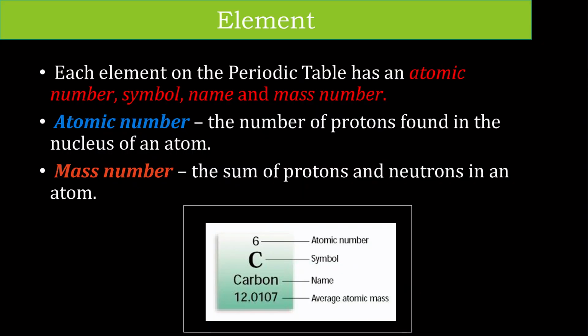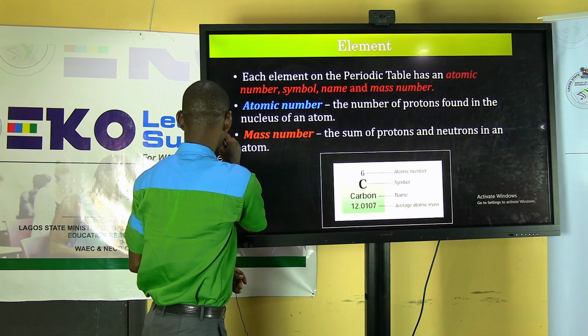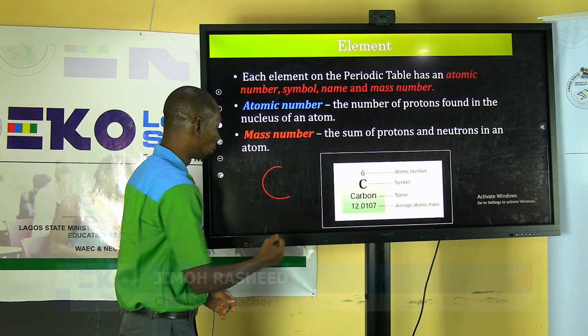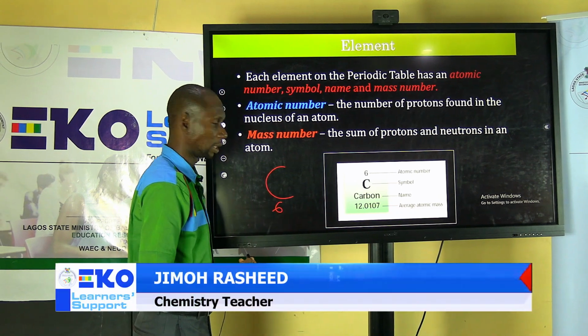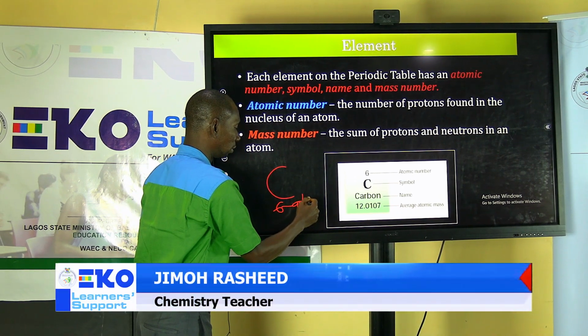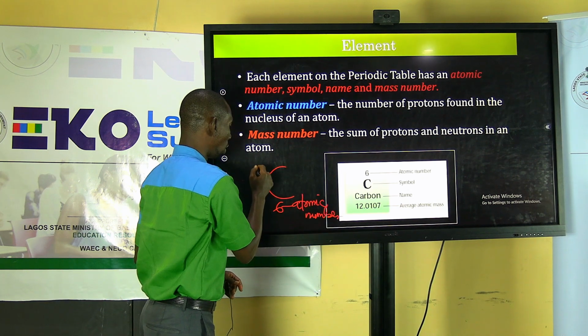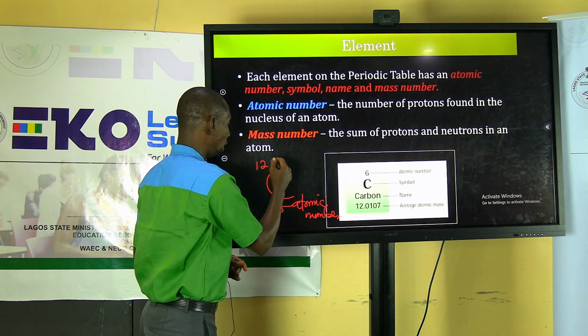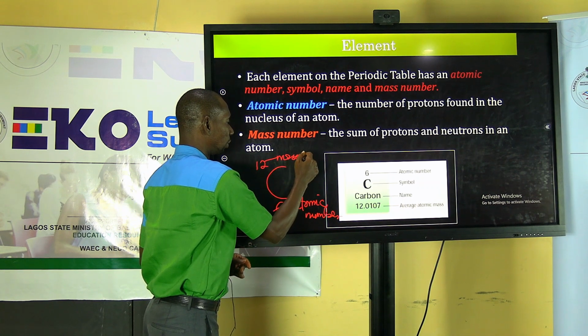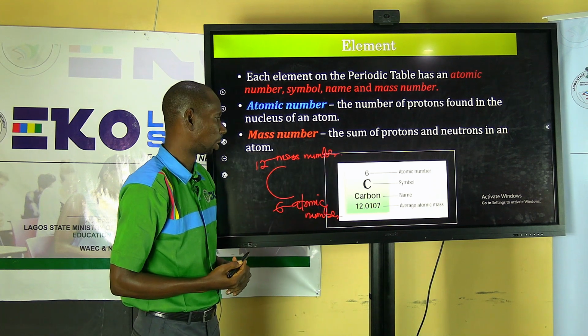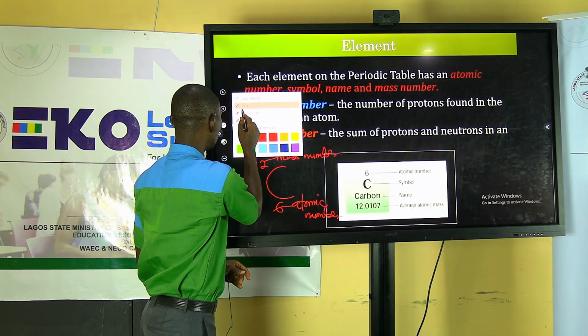The atomic number is usually written down the symbol of an element. So, for example, in the exam, if you have carbon, the number that is written down there is the atomic number. Why? The one that is written up, the symbol of an element, is the mass number. It is very important for you to take note of this information. Let's move on.